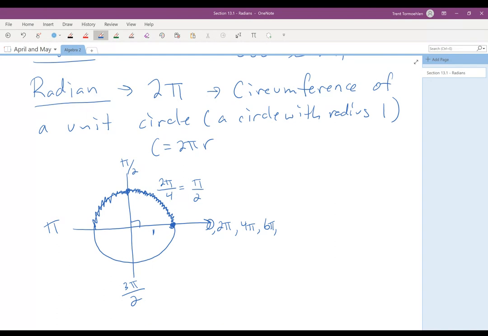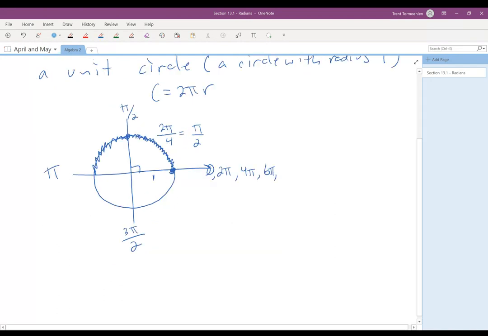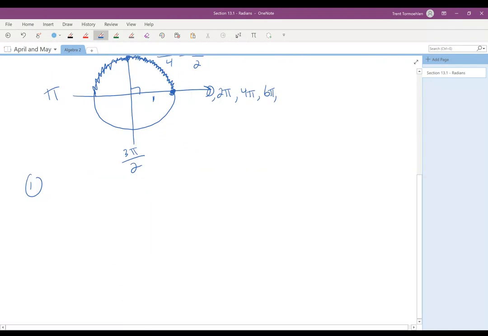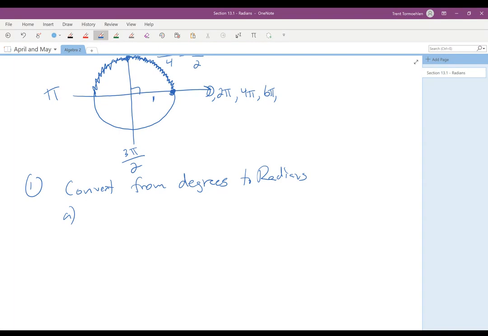And so some of them are very easy to do. So for example, for these, let's convert from degrees to radians. And so when we do that, we might have an angle like, let's say, 210 degrees.